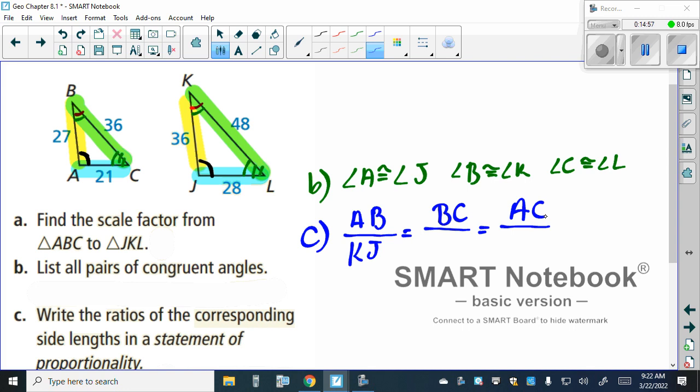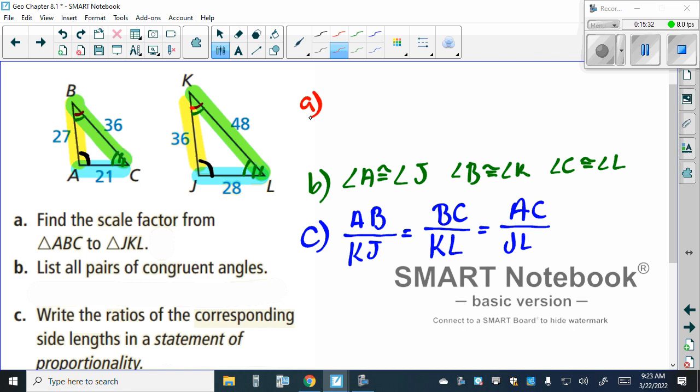Now, which side length matched up to BC? KL. And lastly, what side matched up to AC? And that would be our statement of proportionality dealing with the side lengths. So what's the only thing we're missing? The scale factor. The only thing we're missing is the scale factor from going from one to the other.